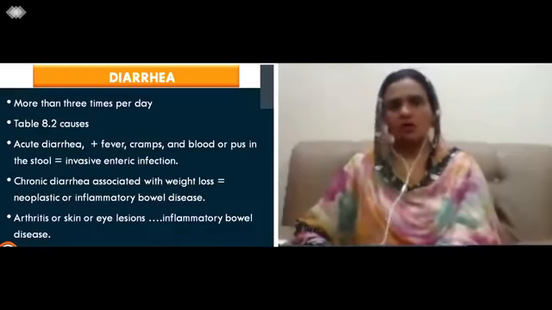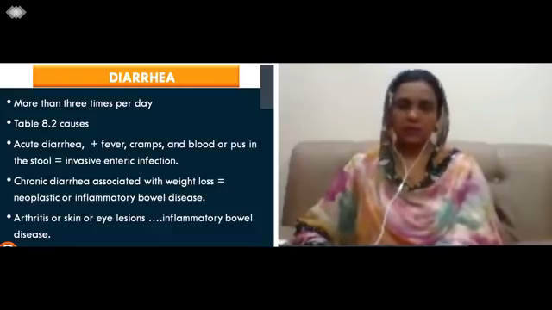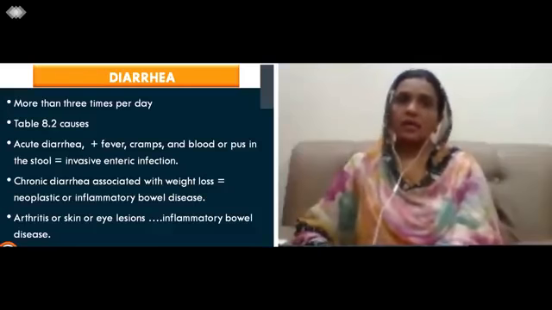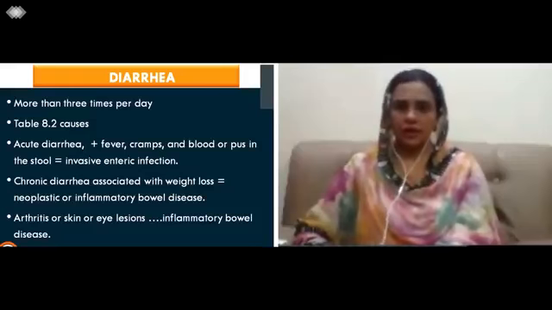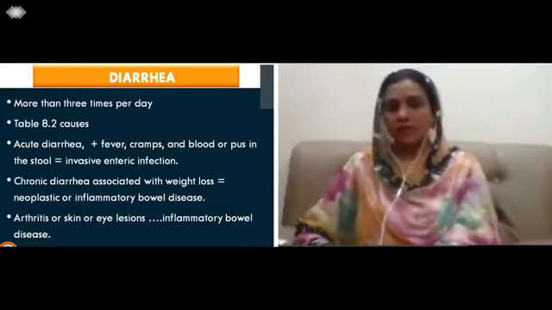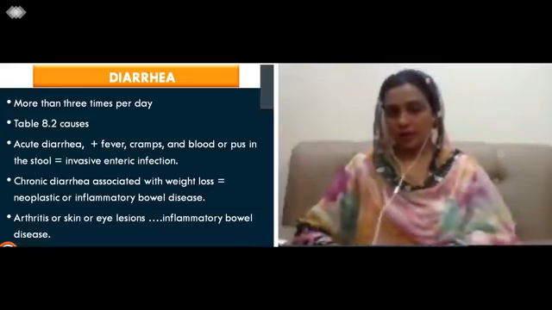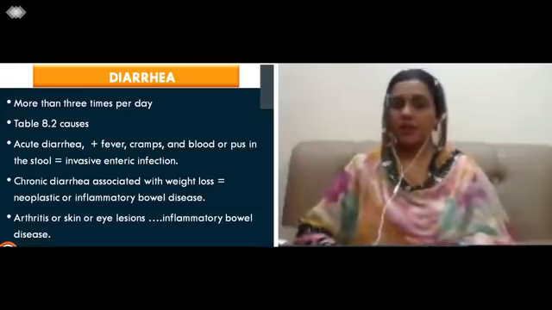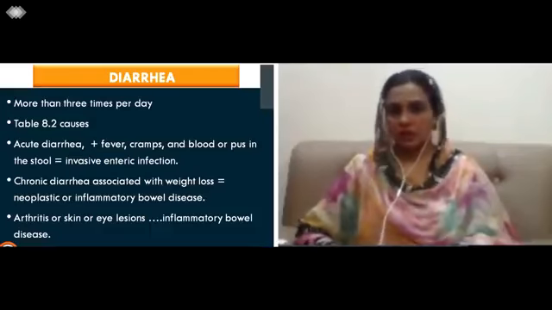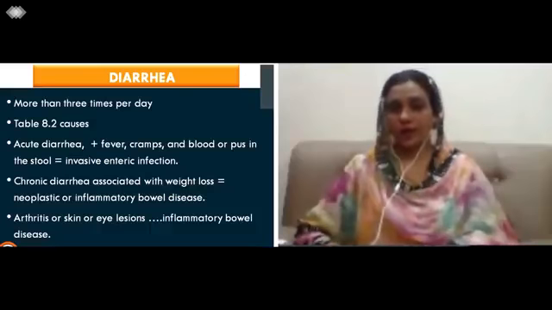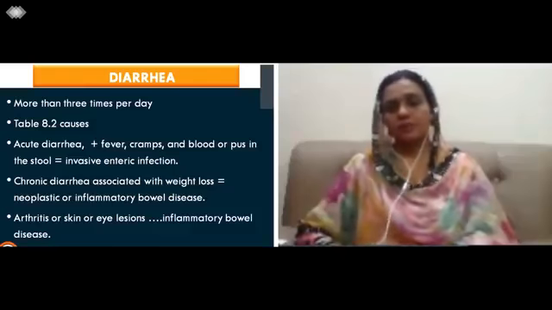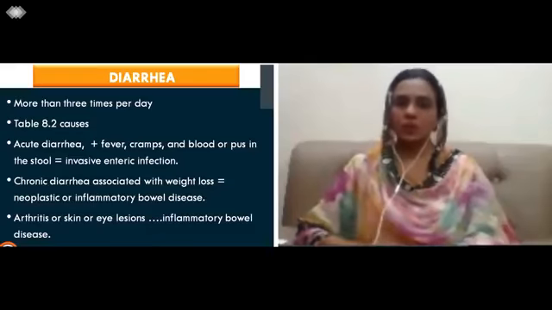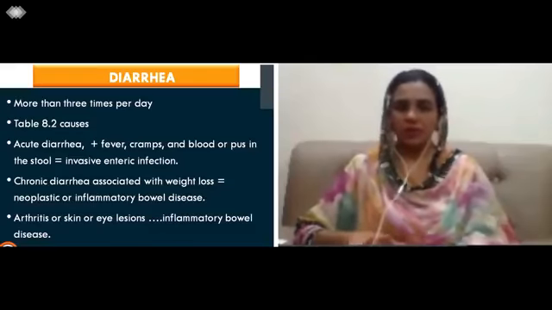Most of the time, they are associated with drugs. The most common is antibiotics, which can cause diarrhea, and then iron supplements can also be a cause of diarrhea. There are many other causes. If the patient has acute diarrhea along with fever, cramps, or blood or pus in the stools, that is the manifestation of some kind of severely erosive infection, like an invasive enteric infection. So this is the case of acute diarrhea accompanied by fever, cramps, and blood in the stool.